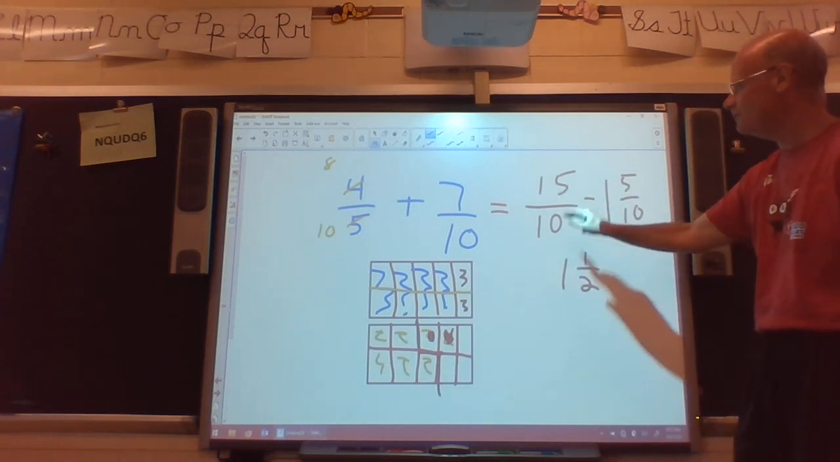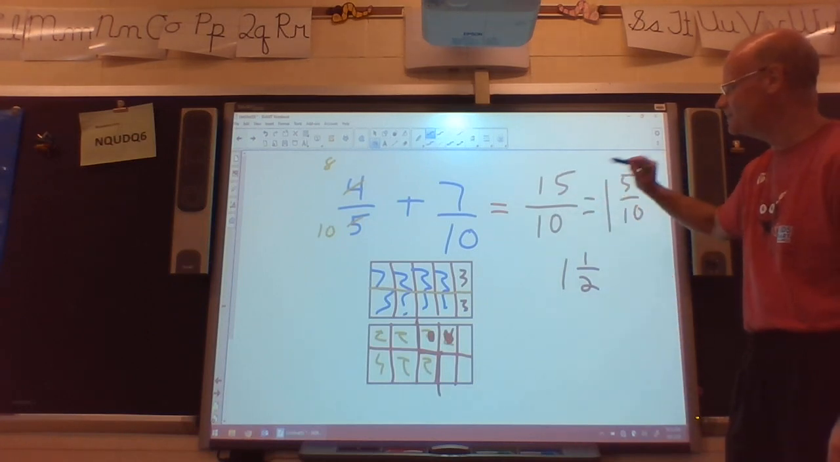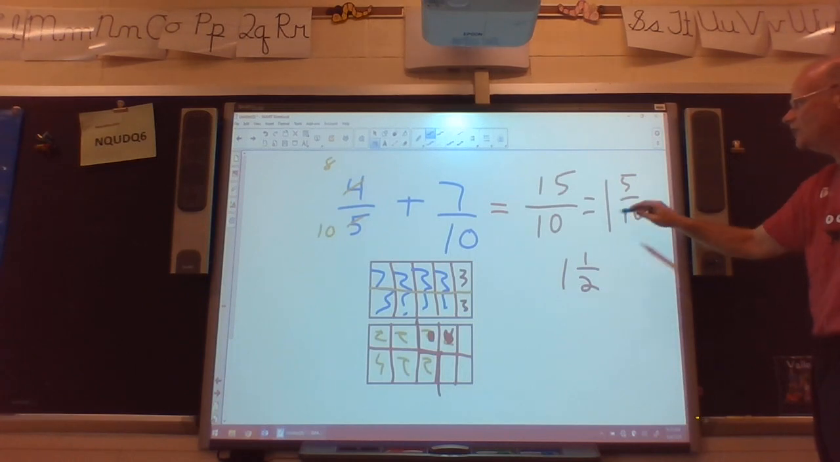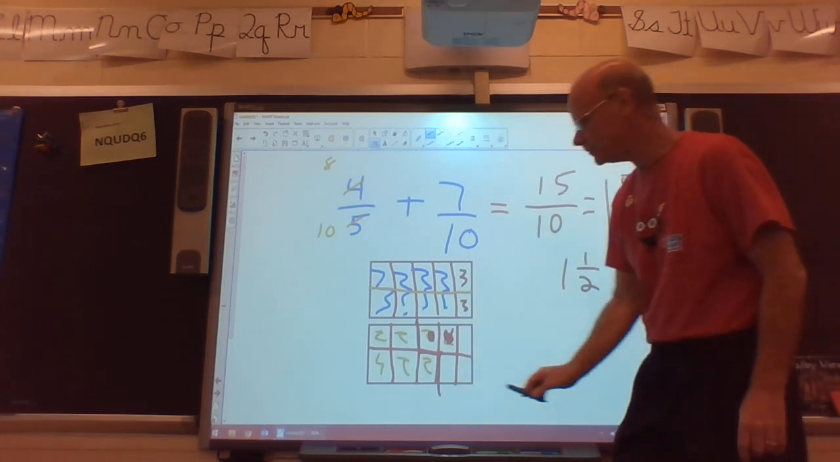These are all equivalent fractions. This is called an improper fraction because my numerator is bigger than my denominator. This is called a mixed number because I have a whole and a fraction. And this is the lowest terms for that fraction.